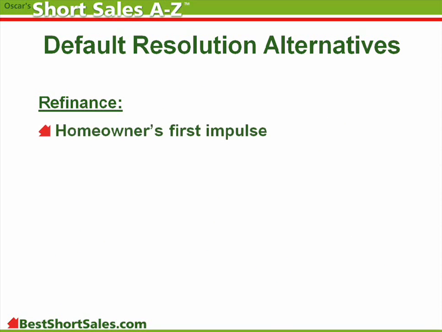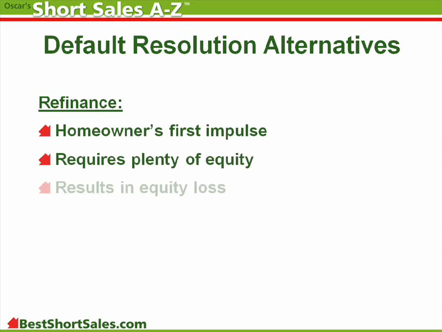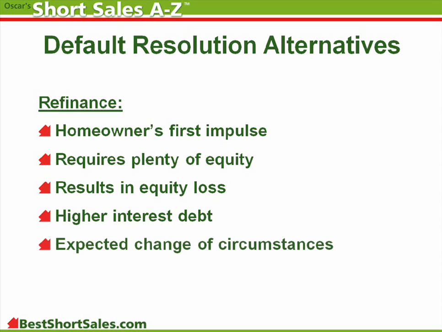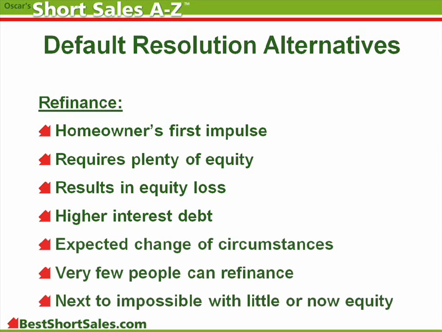Refinance. This tends to be the first impulse of a homeowner in default. It requires plenty of equity. Typically, a refinance results in further encumbrance on the property, so there is equity loss. In addition, this kind of loan is a higher risk for the creditor. Often this is compensated with higher interest. Typically, a change of circumstances, such as getting a new, better-paying job, is expected by the lender. Because of all these conditions, very few people can actually be refinanced during default. Refinance is almost impossible with little or no equity.